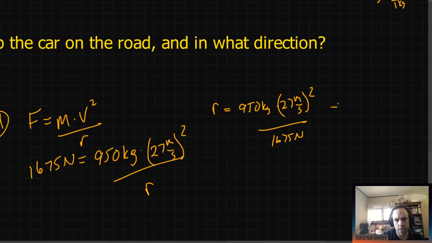So we know that we can solve for our radius by calculating that out. And again, when I throw that in my calculator, I end up getting 41.34 meters. So I'm going to round that down to 41 meters.